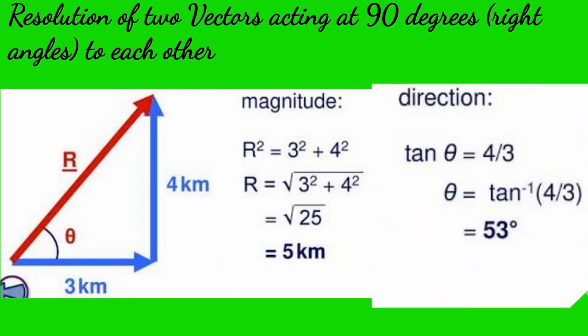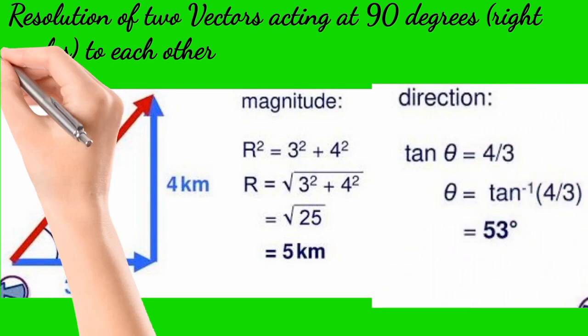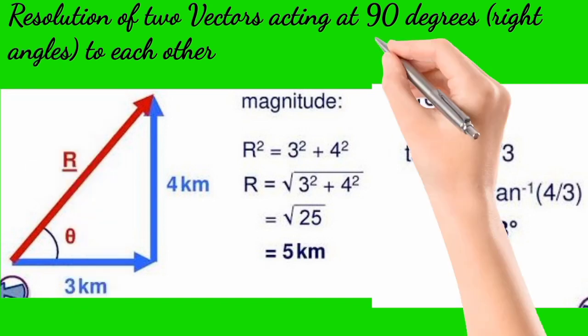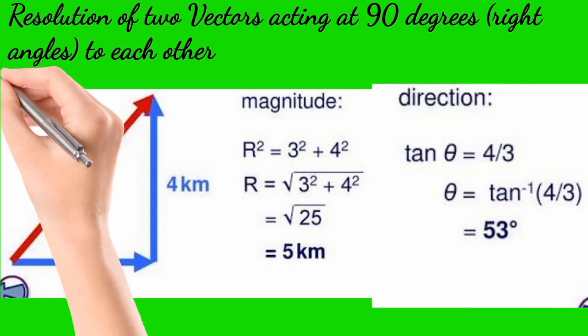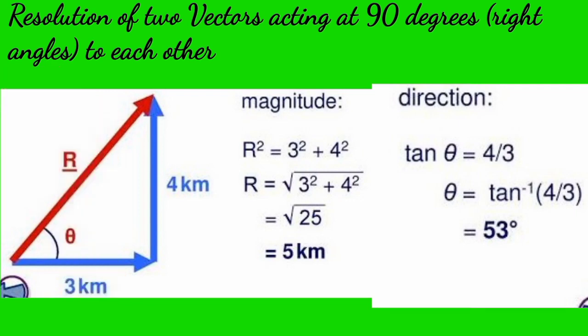You simply use tan theta, which is what? Opposite over what? Adjacent. So that's how to find the resultant vector when two vectors are perpendicular to each other, or at right angles, or 90 degrees. So please take notes. We use the Pythagoras theorem.